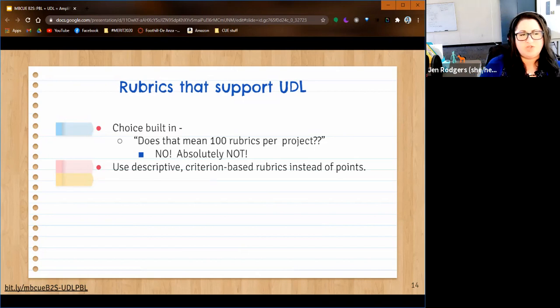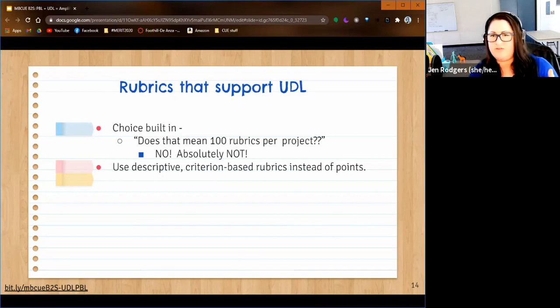Also, by using descriptive criterion-based rubrics instead of points, you're taking away that bean counting culture and competition in the classroom, where it's like, I have to do this to get 5 points, but instead it's, I want to do this because I want to be an idol, or I want to be an advanced, you know, that descriptive part. And not because I want to get points, but because I want to do well. And then it kind of just changes that viewpoint, even if it's just something small like that.